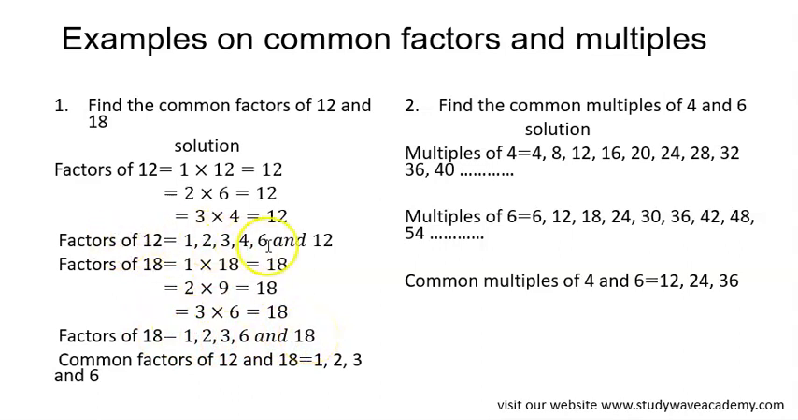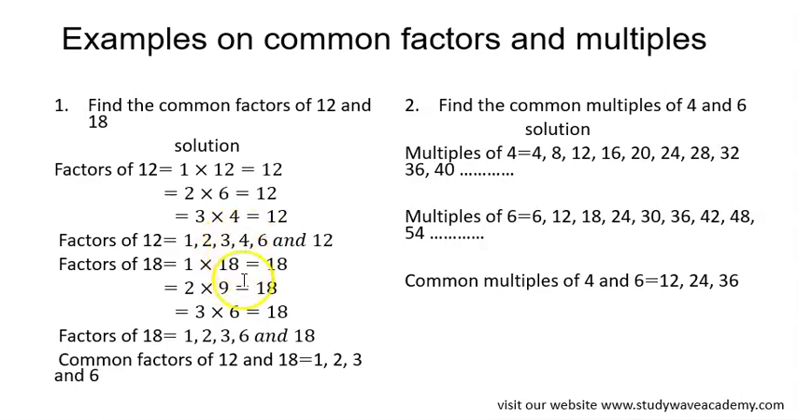So we have gotten the factors of 12 and we have also gotten the factors of 18. Now we are looking for the common factors. That is the factor that the two numbers have. 12 has 1, 18 has 1. So we pick 1 as a common factor. 12 has 2, 18 has 2. We pick 2 as also a common factor. 12 has 3, 18 has 3. We pick 3 as a common factor.